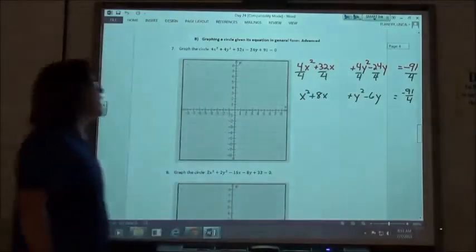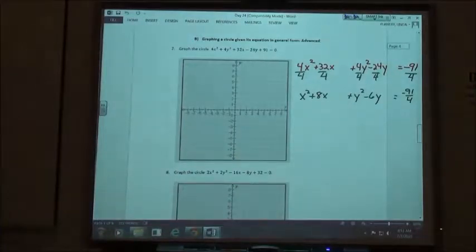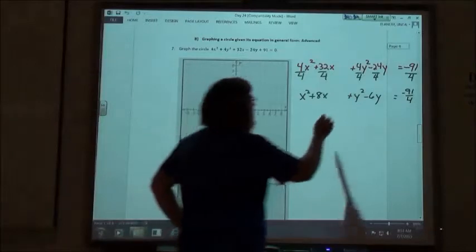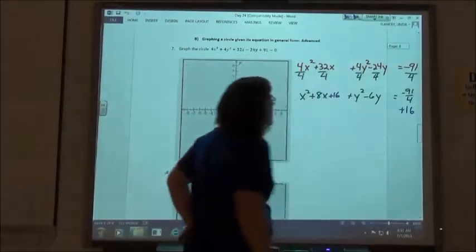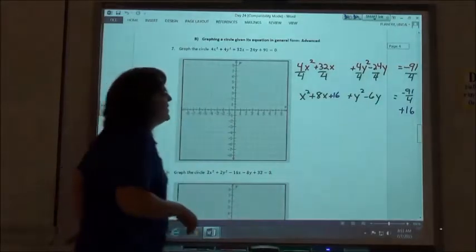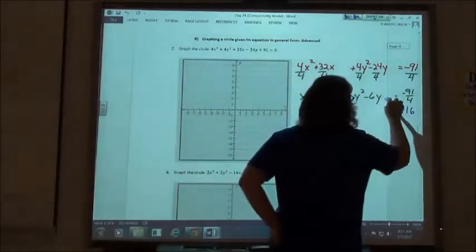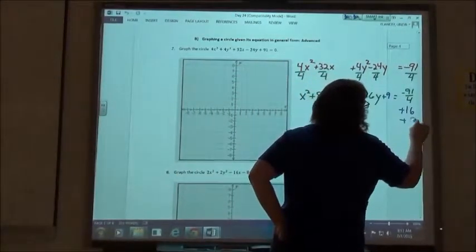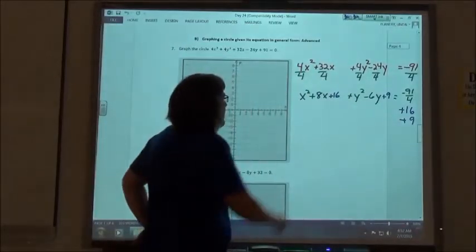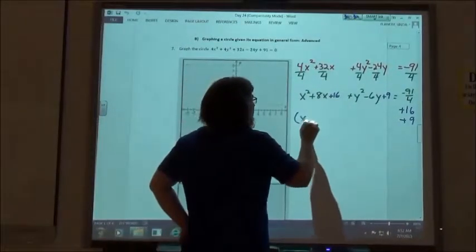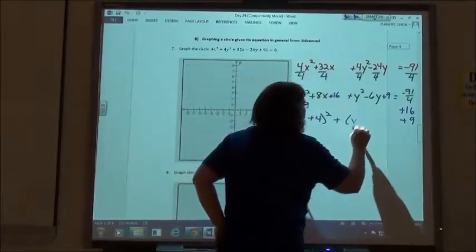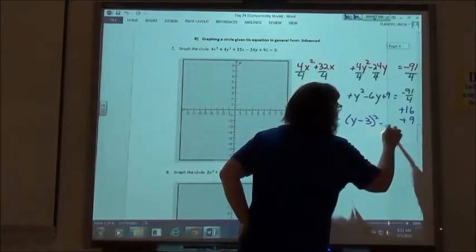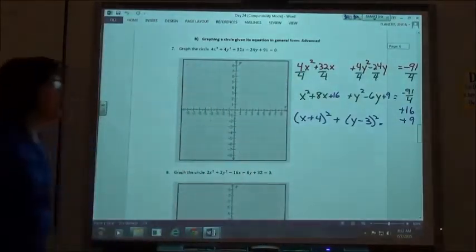And then I'm going to go ahead and complete my square. So half of 8 is 4. 4 squared is 16. So I'm going to add 16 here and add 16 here. Half of negative 6 is negative 3. Negative 3 squared is positive 9. So I'm going to add 9 there. So I'm going to get x plus 4 squared here. I'm going to get y minus 3 squared there. And then I got to do my adding and subtracting.